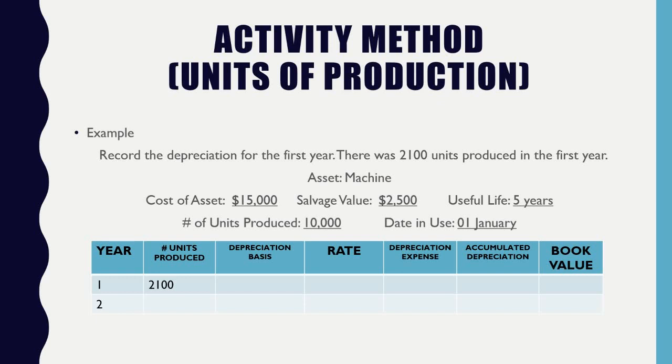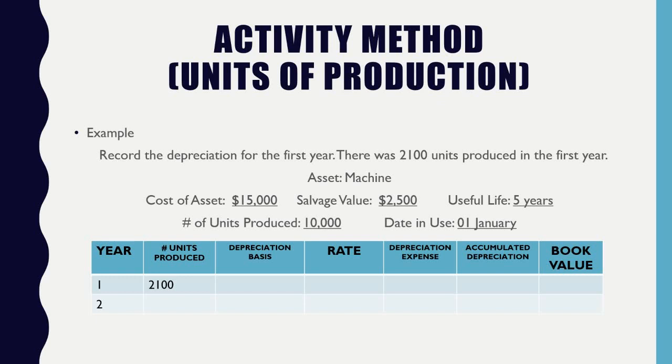scenario out. Here's an example where you're going to record the depreciation for the first year. So here you bought a machine. It cost you $15,000. Salvage value is $2,500. Its useful life is 5 years. And the number of units that it can produce in grand total is 10,000 units. And the date that you place into service is as of January 1st.